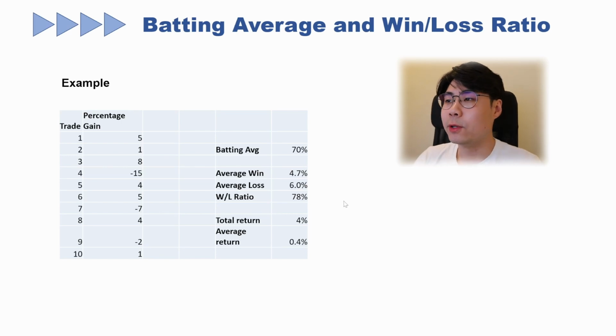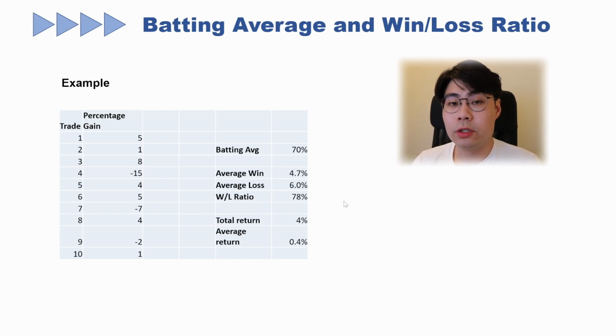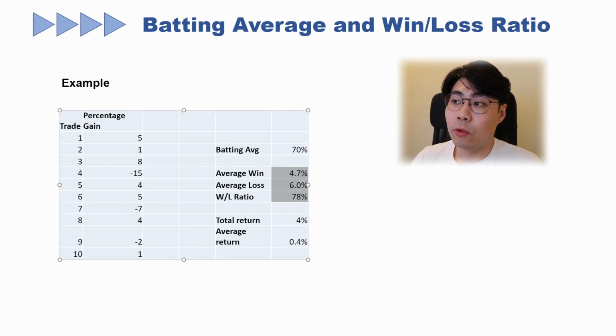So what does this really mean, win-loss ratio? In this case, if the trader has a win-loss ratio of less than 100%, it means that on average, for each trade, he loses more when he loses than he gains when he wins. If he has above 100%, that means on average, when he wins, he wins more, right? So that means this trader actually loses more for each trade, if he loses, versus if he wins.